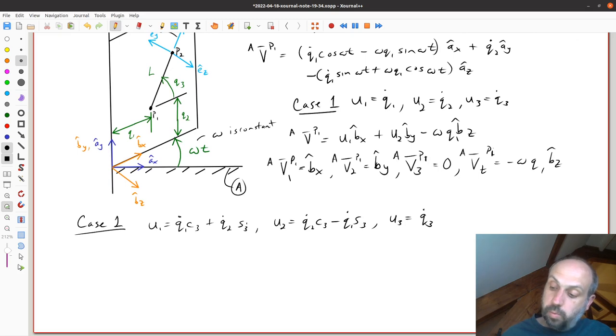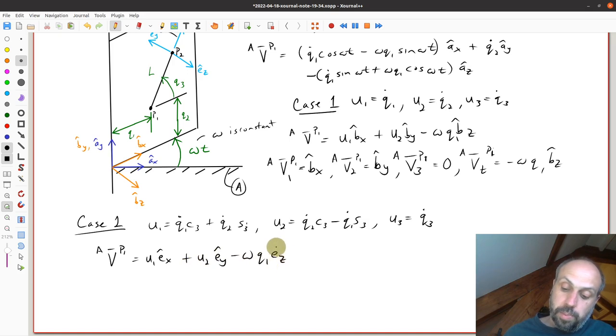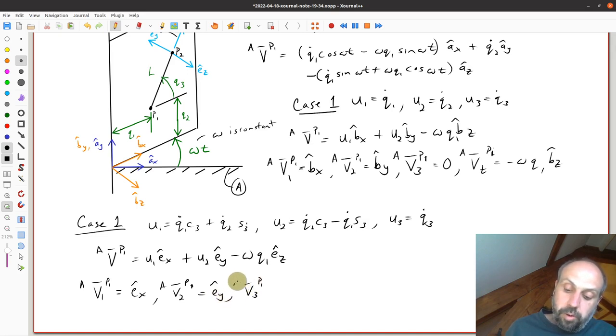So then we can write the velocity of P1 in A equals u1 EX plus u2 EY minus omega q1 EZ. Right? So if I go through by inspection and get the partials, they're going to be different now because I've chosen a different set of definitions for my generalized speeds. But also easy to obtain. I just find the coefficients of each u, and I get my new set of partial velocities.